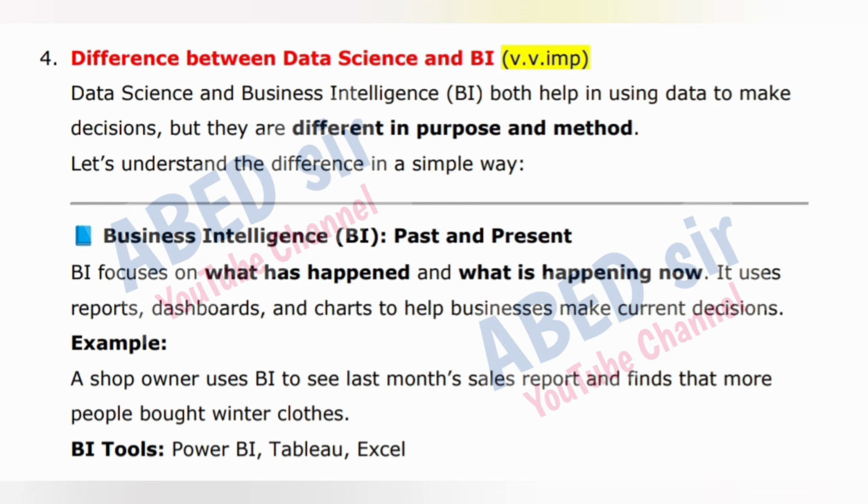Business intelligence, BI: past and present. BI focuses on what has happened and what is happening now. It uses reports, dashboards, and charts to help businesses make current decisions. Example: a shop owner uses BI to see last month's sales report and finds that more people bought winter clothes. BI tools: Power BI, Tableau, Excel.